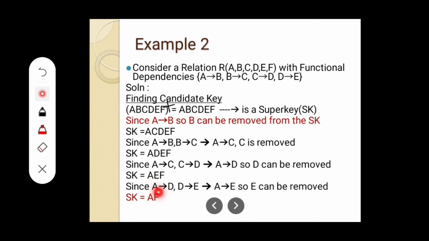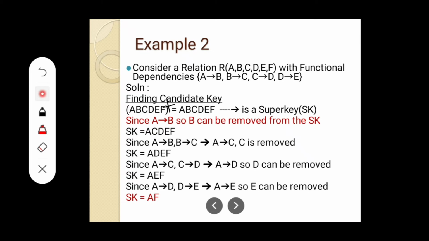Can we decompose anything here? Can we take A determines F? Can we apply A determines E and verify the transitivity property? No. A determines E, nothing is starting with E, so we cannot do anything. So this is the final minimized super key. So AF is a super key.